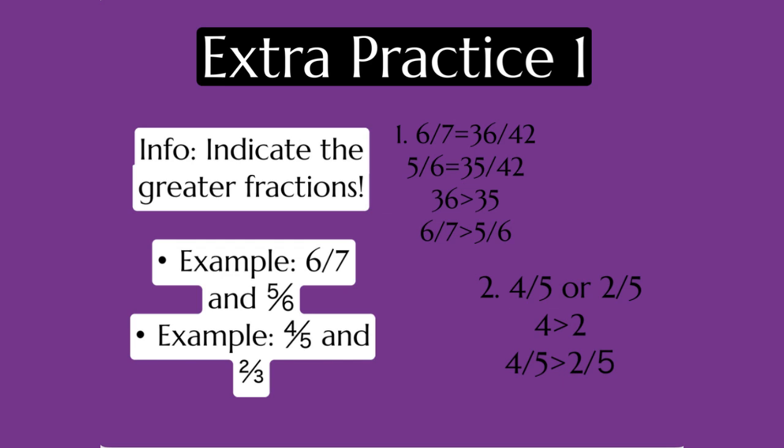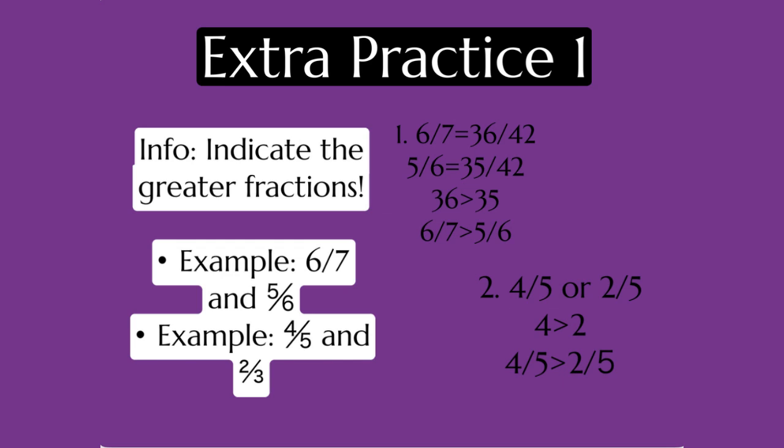Now, we need to multiply 6 to the numerator in our first fraction to get 36, and then multiply 7 to the 5 in our second fraction to get 35. This gives us 36 over 42 and 35 over 42. Well, we know that 36 is greater than 35, so 6/7 is greater than 5/6.